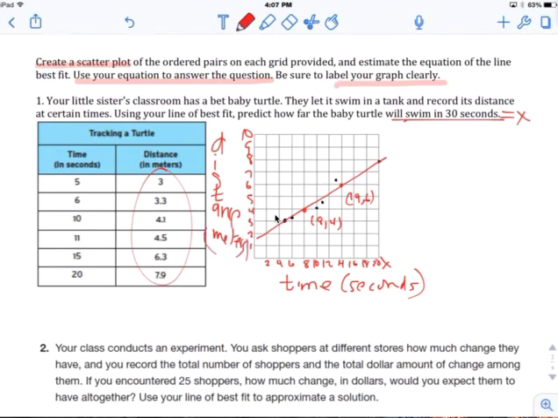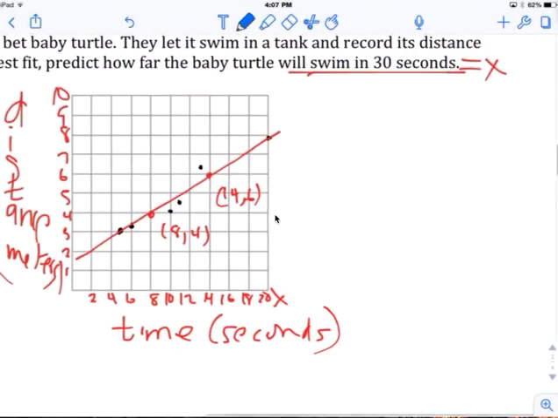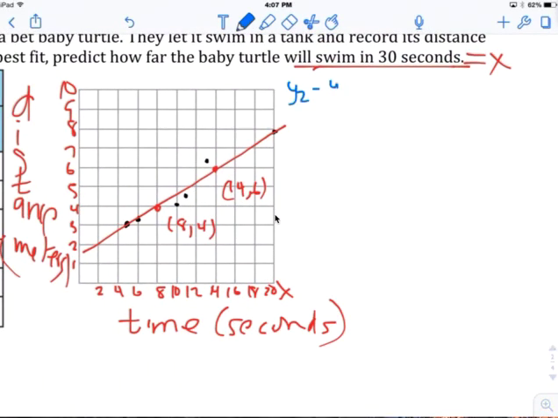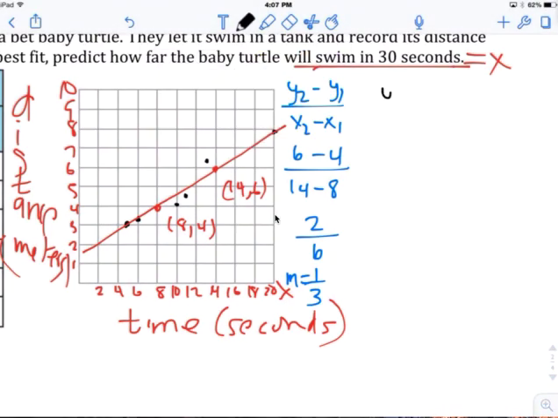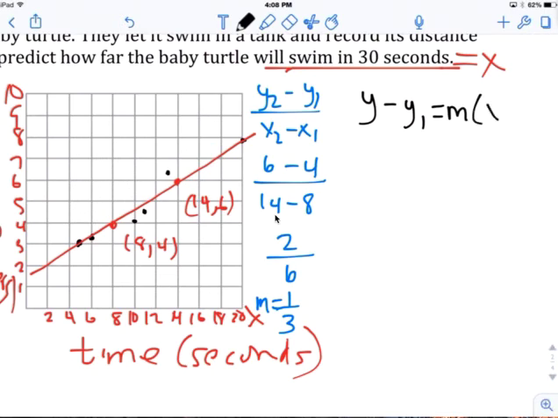Okay. And then you do point slope. Let's find the slope, the rate of change, first. Rate of change, or slope, is y2 minus y1 over x2 minus x1. y2 is 6 minus 4, over 14 minus 8. That's 2 over 6, or 1/3. That's the slope. Then you do point slope: y minus y1 equals m times parentheses x minus x1. This is called the point slope formula.